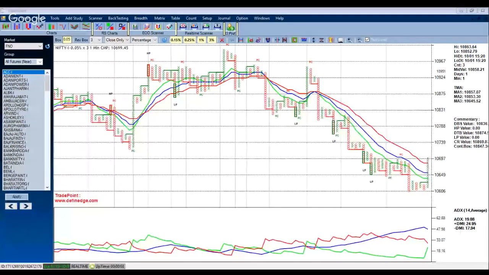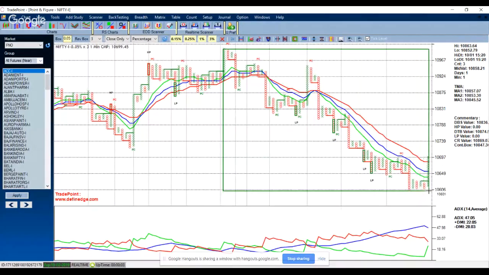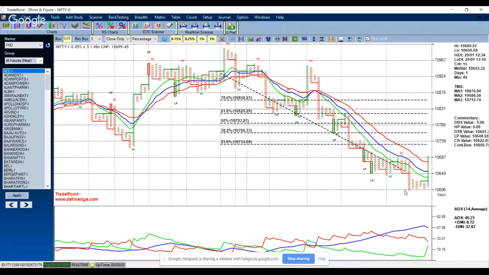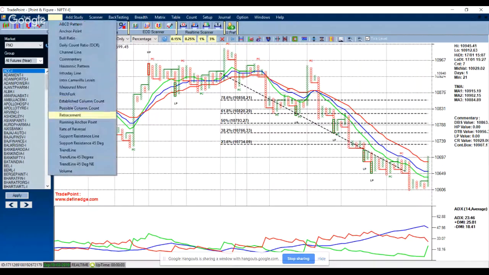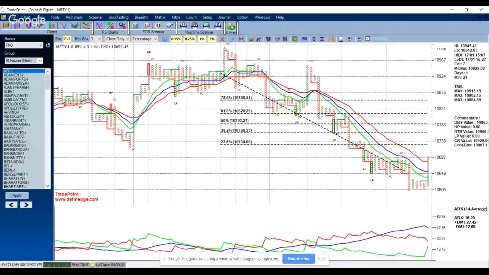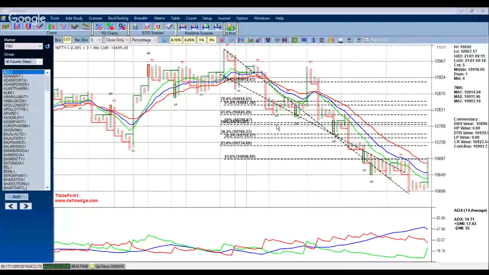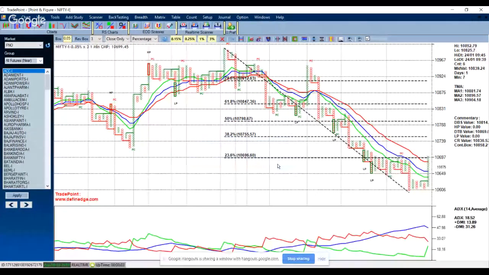Now this is a good place where I can take a retracement. If I take a retracement from the highs of 11,000 we made just recently on futures to this low, just give me a second because it takes a little bit of time. Sometimes the retracement is not correct. Okay, I hope it gets done. Yeah, it got done. So this is the retracement from the highs of 11,000 on futures to the low of 10,606.